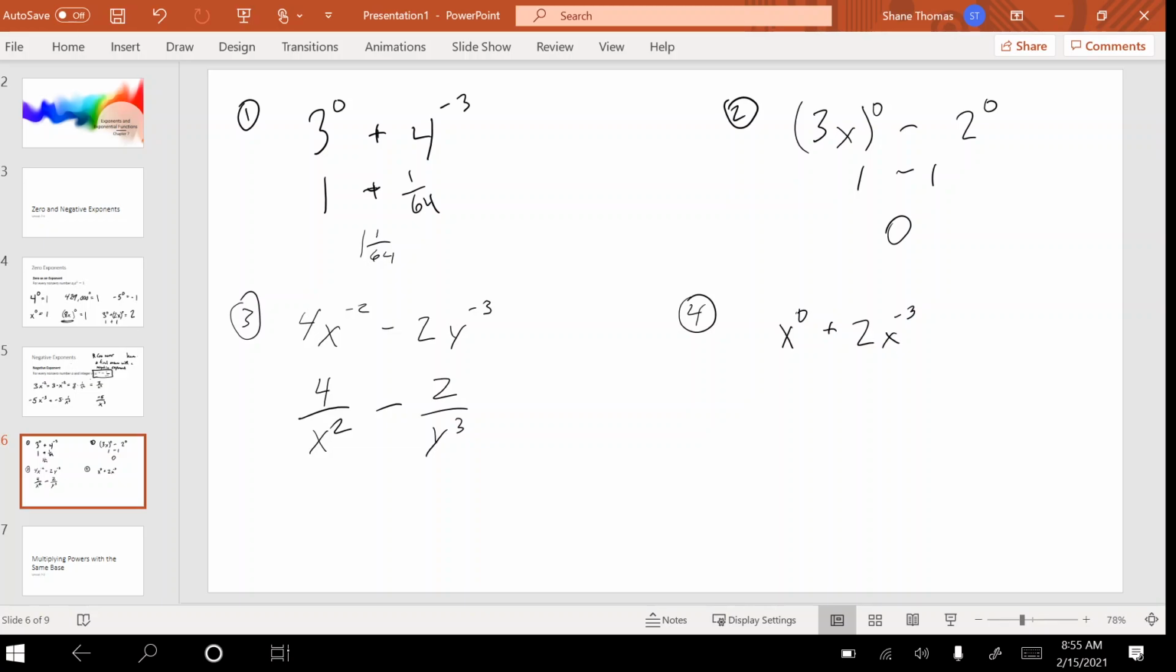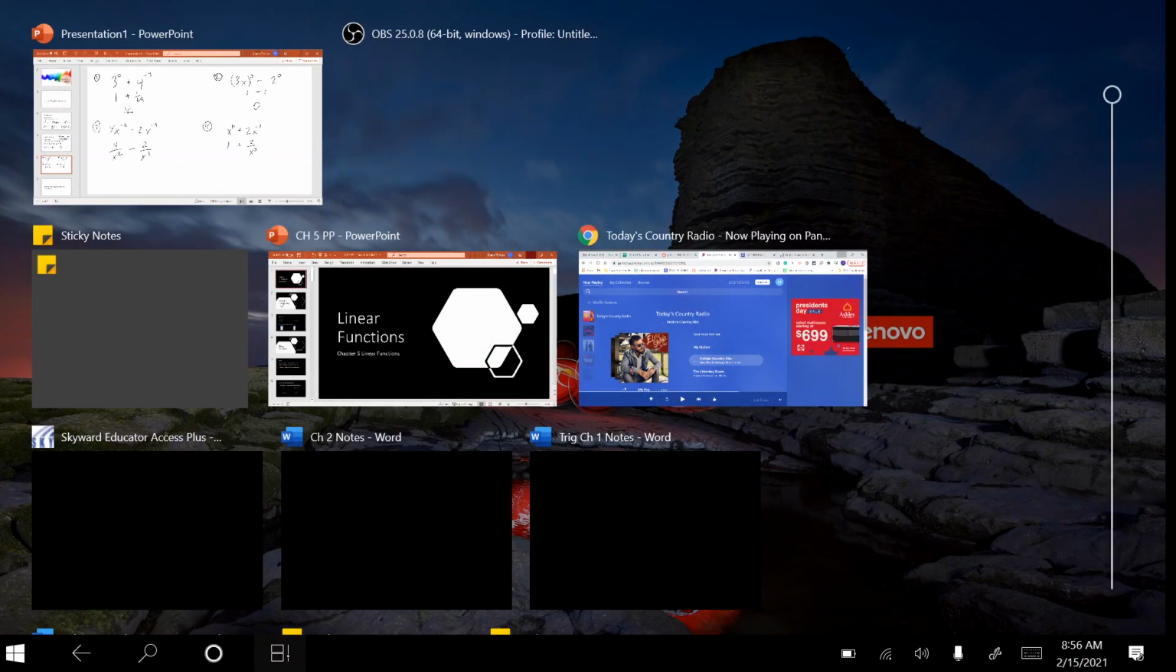All right, and number 4. X to the 0 power is what? 1 plus 2x to the negative third. What's that going to simplify to? Look at the previous one. What's on top? 2. What's on the bottom? X to the negative 3rd power, so x to the positive third. When you cross it over the fraction bar, it changes the sign. Questions? Be careful with that, guys.